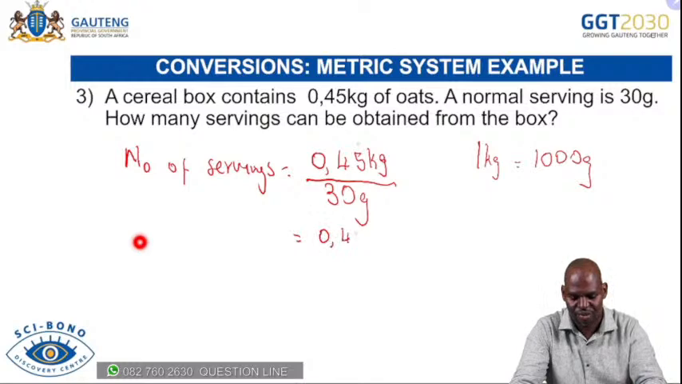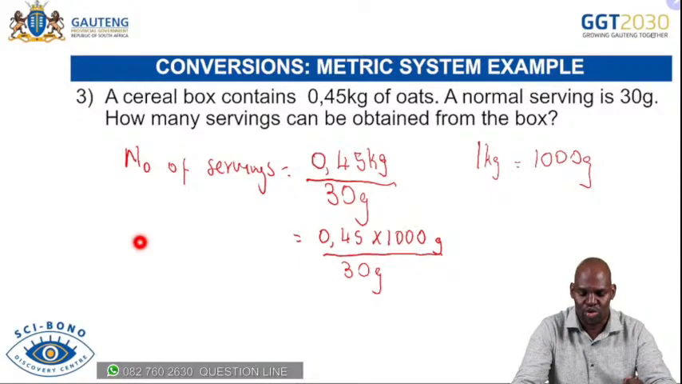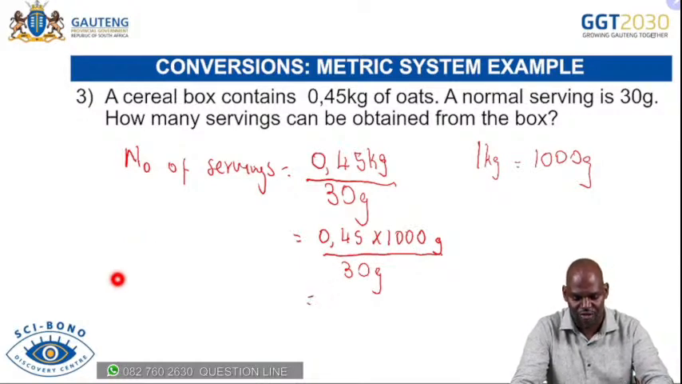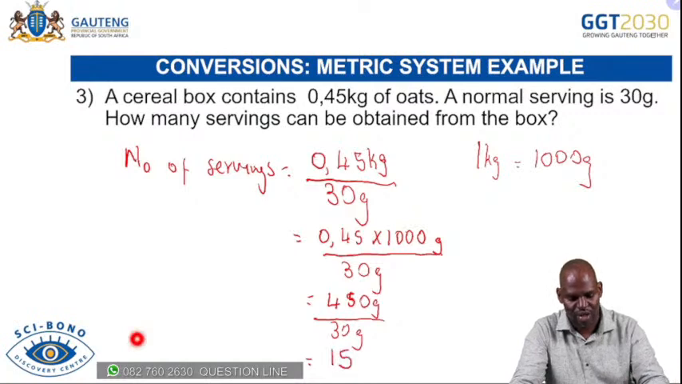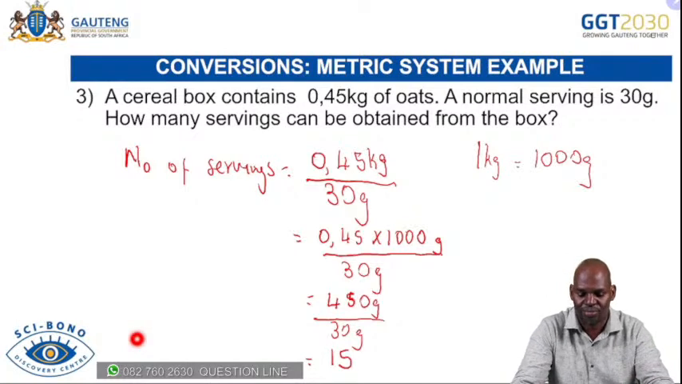0.45 multiplied by 1,000, and this will become grams, over 30 grams. We don't convert this one because we want the units to be the same. So in the end, we get 450 grams divided by 30 grams. If you use your calculator again, 450 divided by 30, then you get 15. This 15 is the number of servings.